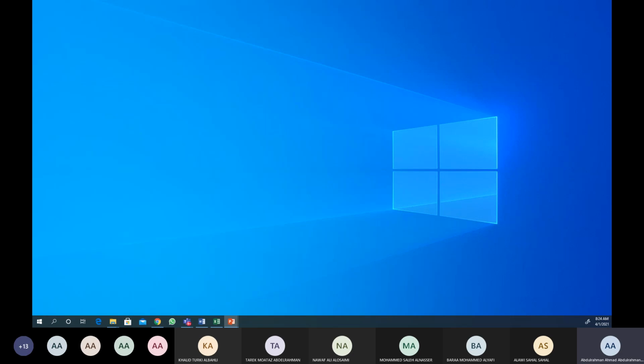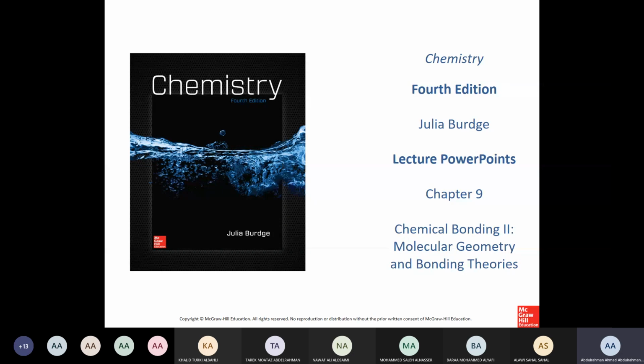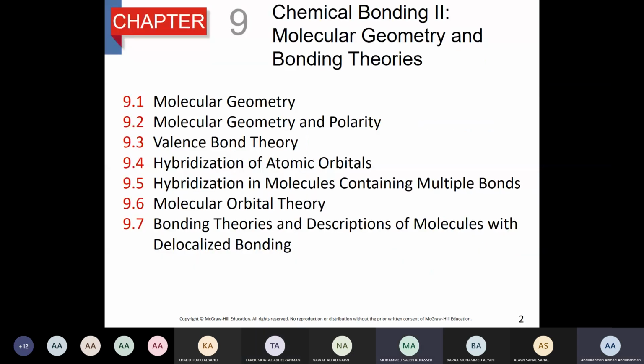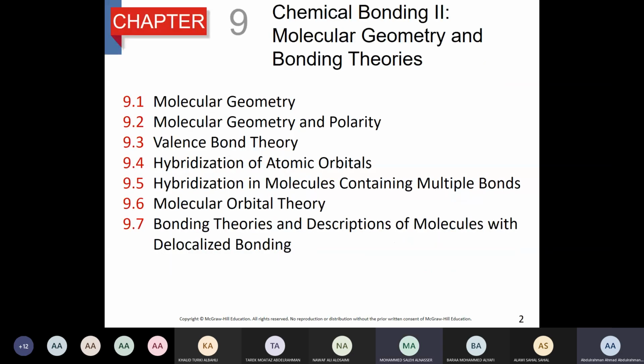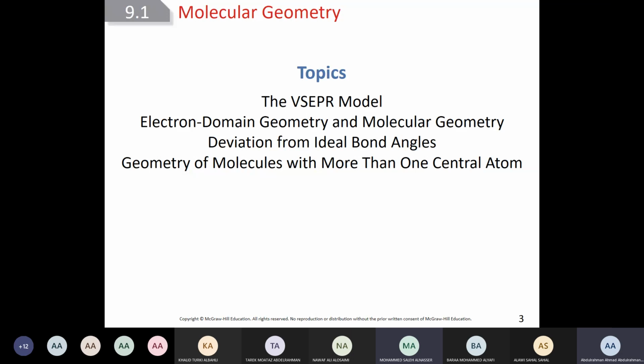Can you read the chapter 9 title? What's the title of chapter 9? Chemical Bonding 2: Molecular Geometry and Bonding Theories. What was the title of chapter 8? Chemical Bonding 1. So chapters 8 and 9 are on the same topic. Very good.